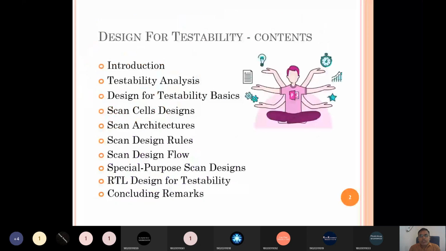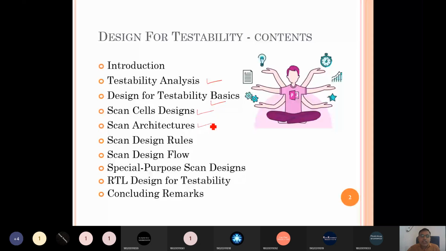So in this presentation, we will learn testability analysis. We will learn design for testability basics. Then we will introduce scan cell design. What are the scan cell types? As I already told you, among the DFT techniques, scan design is widely used, and the reason is that CAD tools are available that can automatically convert a simple design into a scannable design, right?